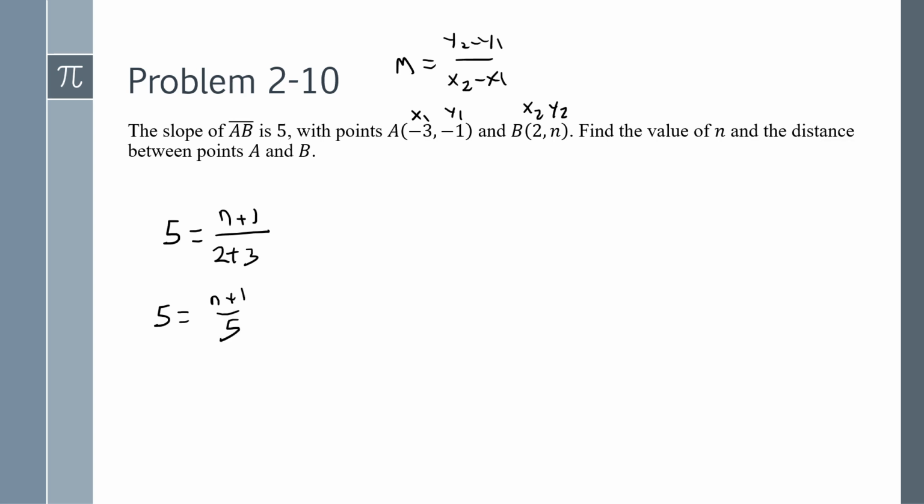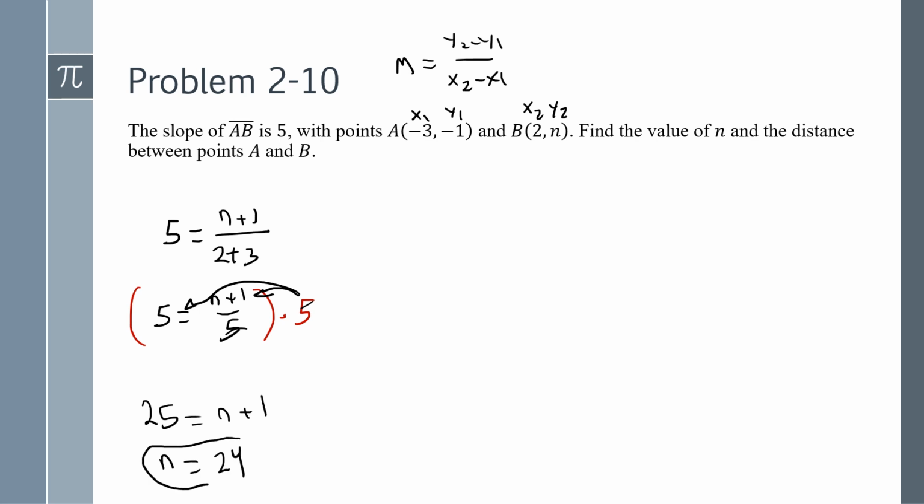Now, I need to get rid of this fraction. Anytime I want to get rid of fractions in equations, multiply both sides by the common denominator. I have one denominator, so it's going to be multiplied by 5. So 5 times 5 is 5 times... you distribute this through each part of the equation. 5 times 5 is 25. These 5's cancel, leaving me n plus 1. So subtract 1, so n is 24. So n has to be 24.